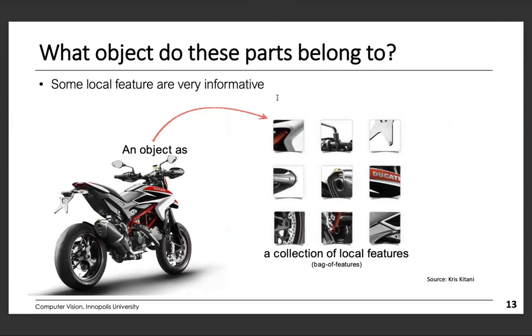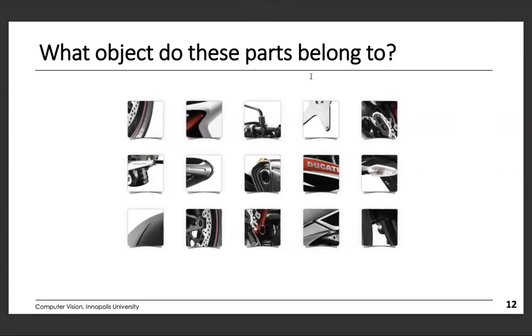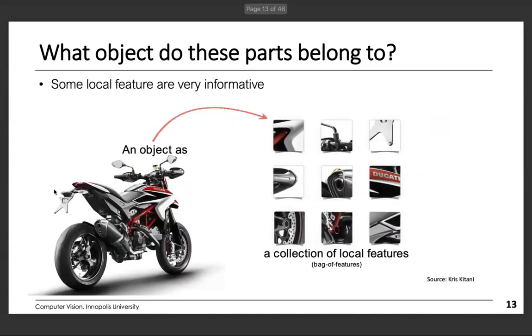Here we could see how, just from these informative, or let's say interesting, parts of the image, we could already understand what the object is. So could somebody tell me again, how do we find local features that are very informative? How do you find locations in the image that are interesting or informative?